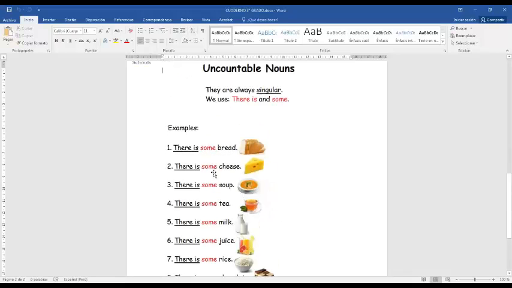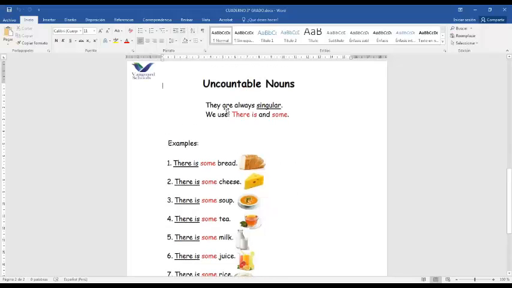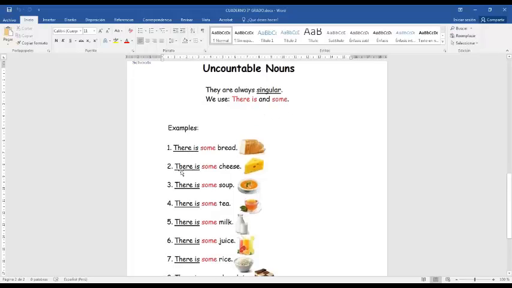Entonces, te mostré los ejemplos del tema uncountable nouns. ¿Ok? Los sustantivos que no se pueden contar. They are always singular. Siempre son en singular. Y siempre vamos a utilizar there is. ¿Ok? There is.